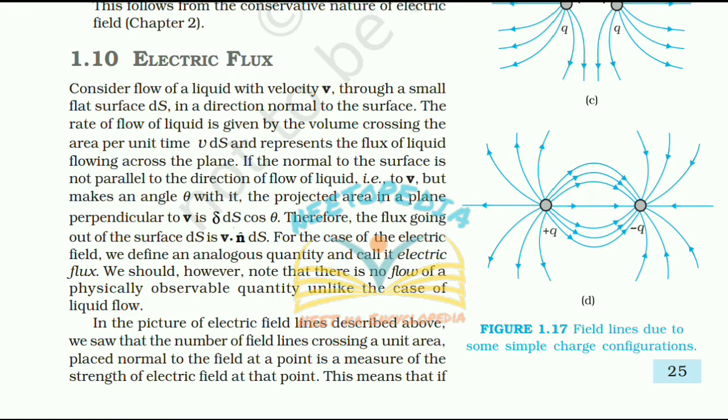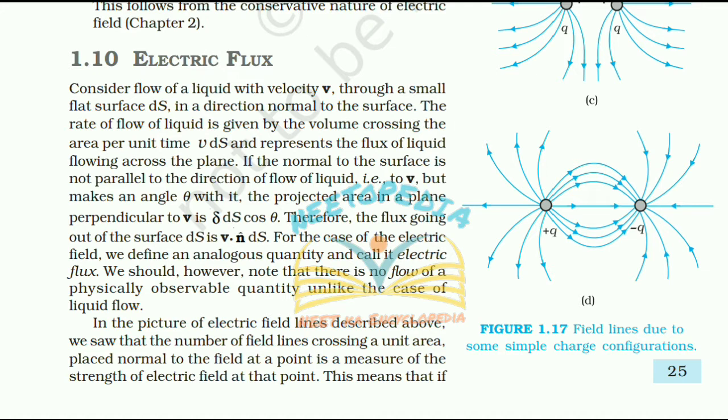1.10 Electric flux. Consider flow of a liquid with velocity v through a small flat surface dS in a direction normal to the surface. The rate of flow of liquid is given by the volume crossing the area per unit time, v dS, and represents the flux of liquid flowing across the plane. If the normal of the surface is not parallel to the direction of the flow of liquid, that is to v, but makes an angle theta with it, the projected area in a plane perpendicular to v is delta S cos theta. Therefore, flux going out of the surface dS is v dot n dS.